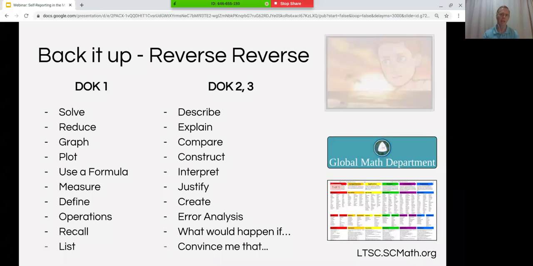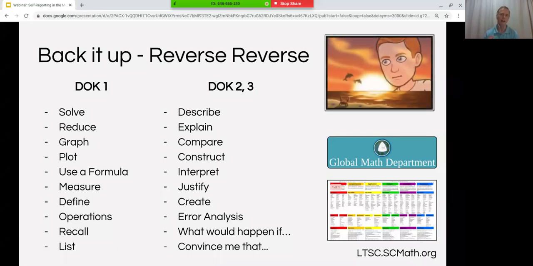And before we get to any of that, we need to go back, reverse, right? In November, I presented a webinar with the Global Math Department on assessing for understanding. And for this webinar that we're going to do today, this piece needs to be in place for it to be successful, this assessing for understanding.